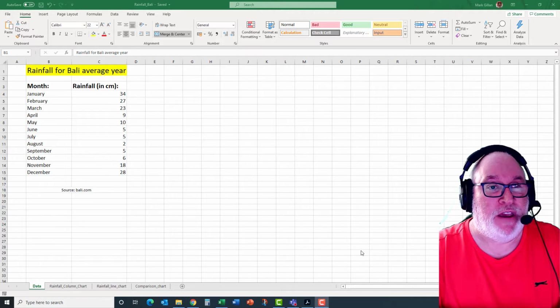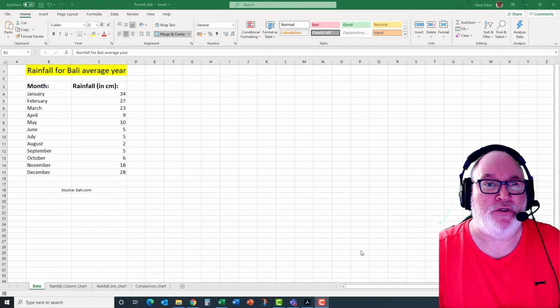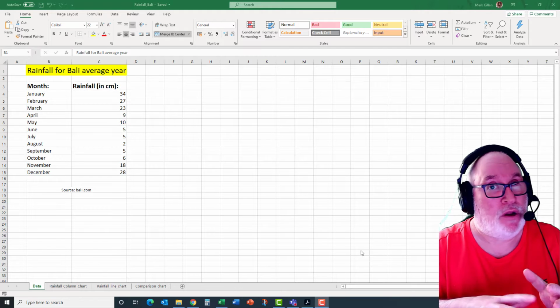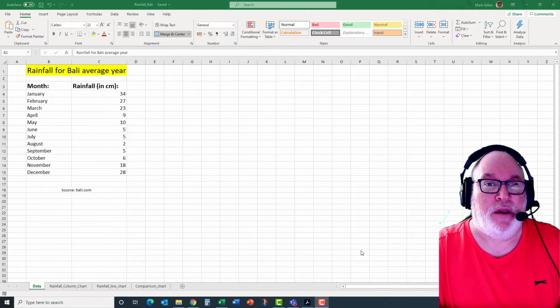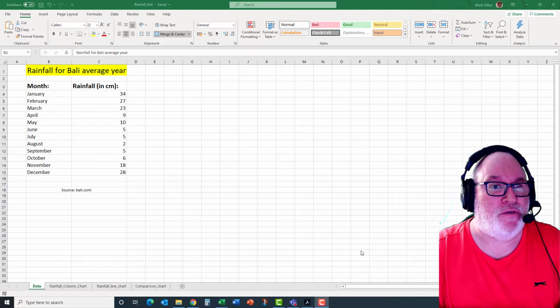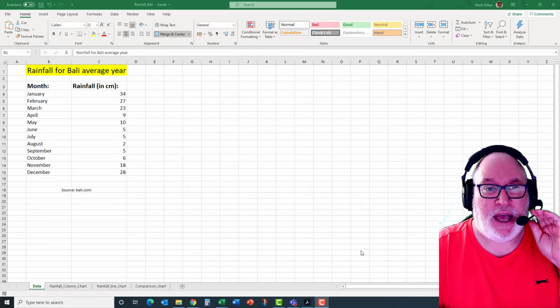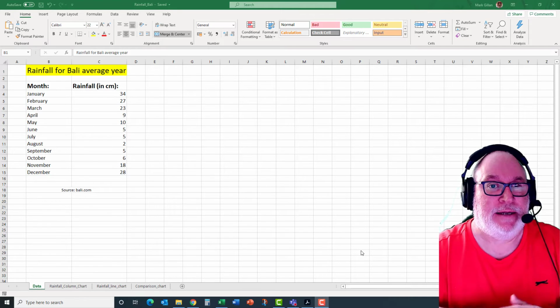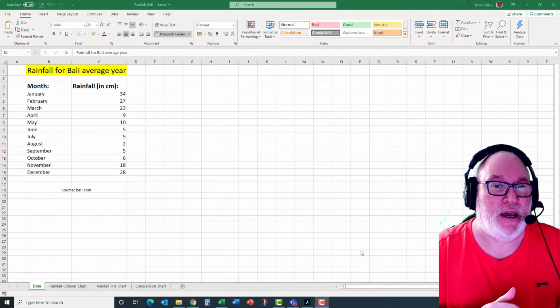As you can see, what we have here is the rainfall for Bali in an average year. We've got it for each of the months of the year, and the amount of rainfall in centimetres. Now, just looking at data, imagine if this was an awful lot of data. It could be quite confusing to look at, first of all, until you start to really analyse it. The other problem is that very quickly looking at it, it's quite difficult to see where the trends are unless you take time to look at it.